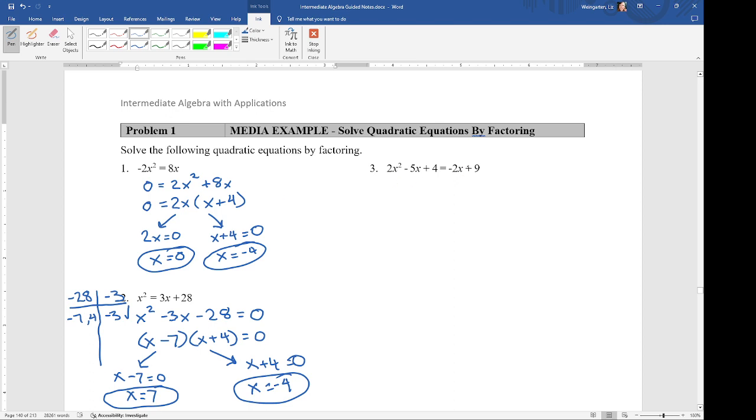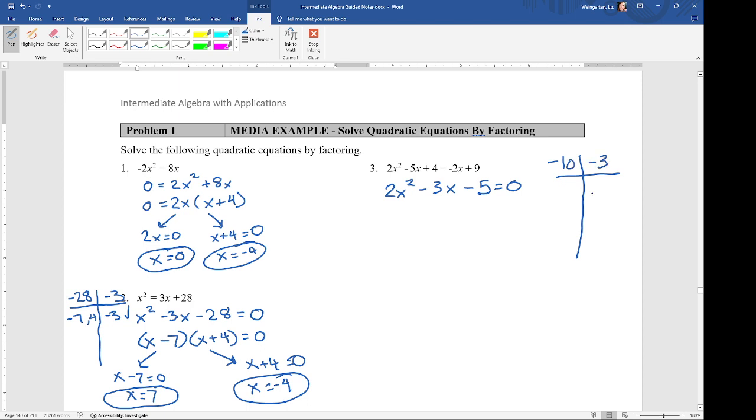Lastly, I am going to pull everything on one side of the equation, so I'm going to add 2x and subtract 9. And that is all equal to 0. I'm going to have to use product sum again. Our product is negative 5 times 2, which gives us a negative 10. Our sum is negative 3.